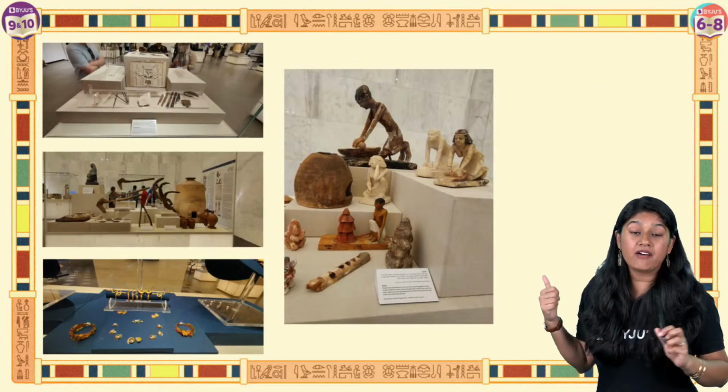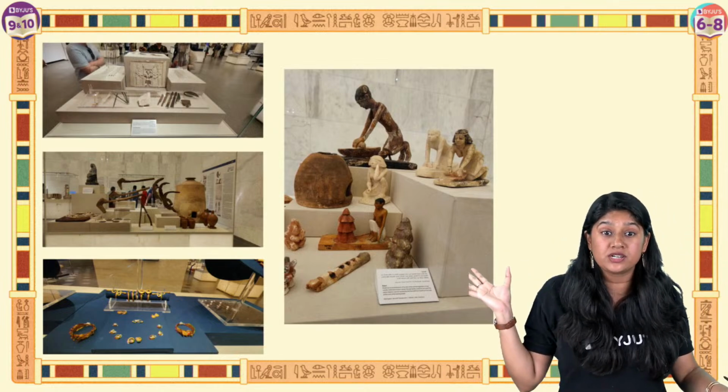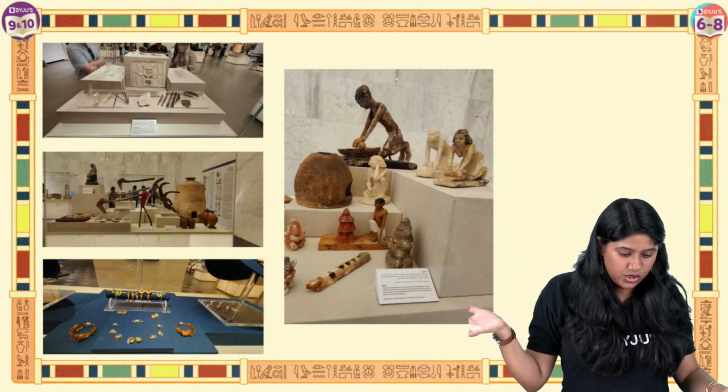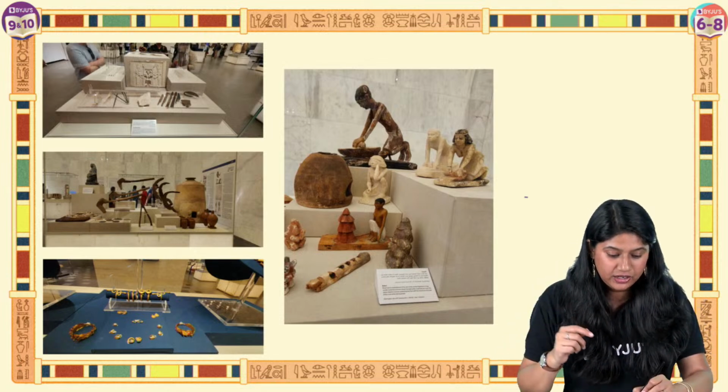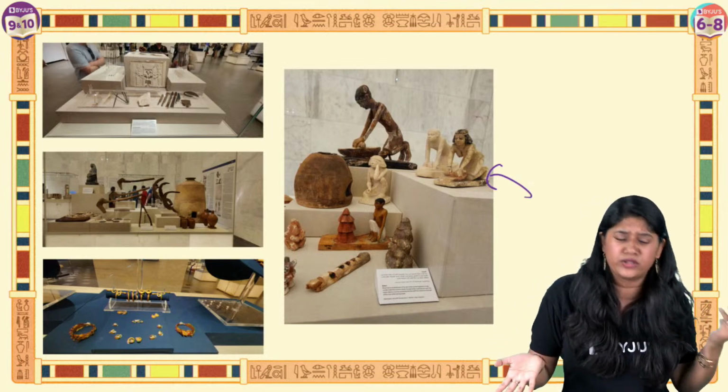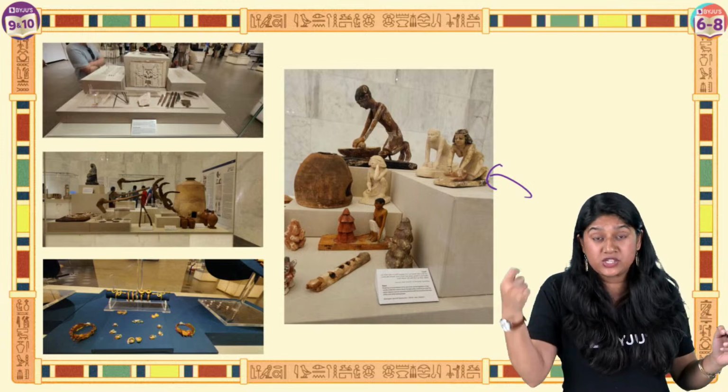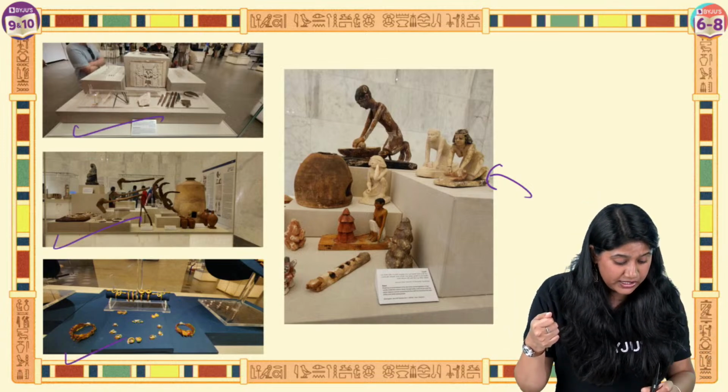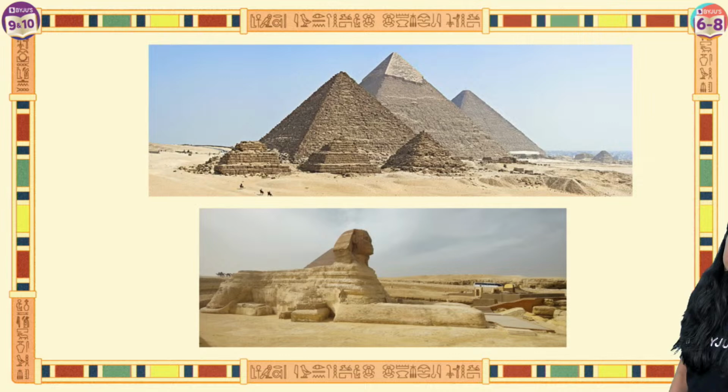So again, they have a huge museum, and they talk about the history. So of course they have the jewels, the ways they used to make the bread, how they used to perform the surgeries. They have lots and lots of things, and this is how the beautiful pyramids look.